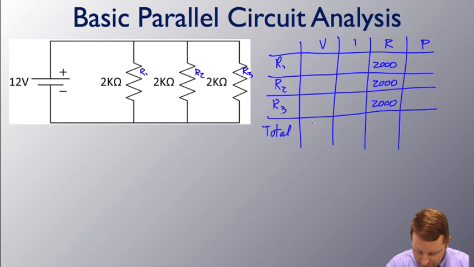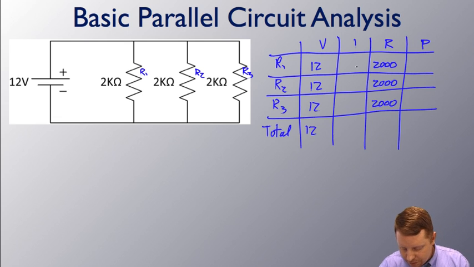Our total voltage is 12 volts again. And because it's a parallel circuit, it's easy to see that across each of these resistors we must drop all 12 volts. So the voltage drops are going to be the same in a parallel circuit.